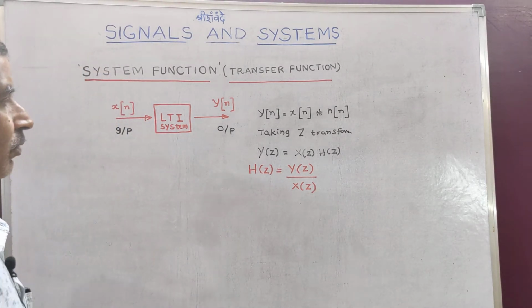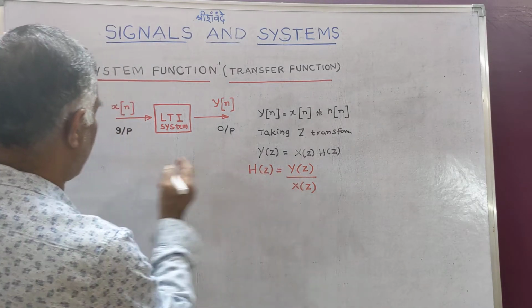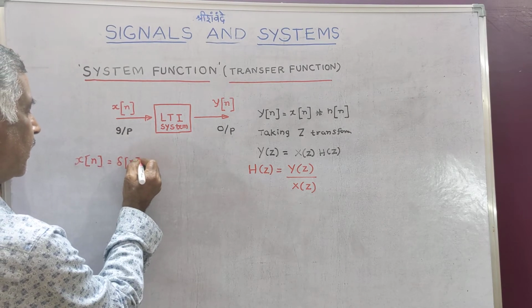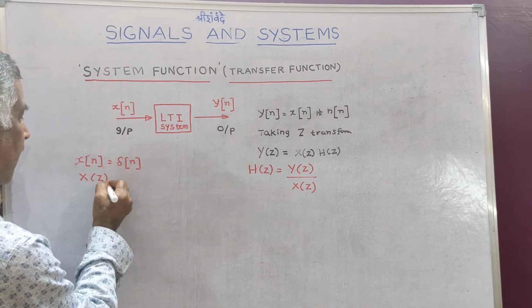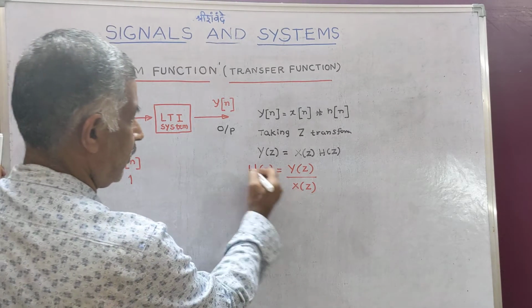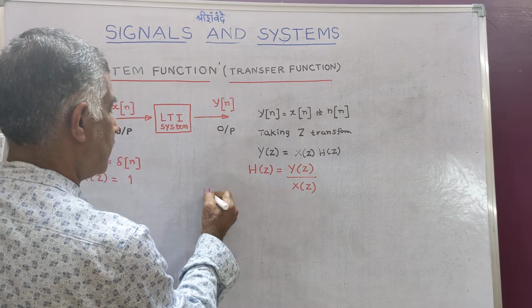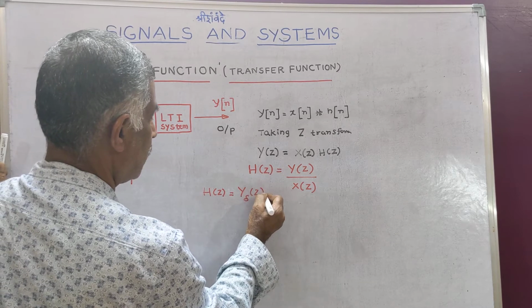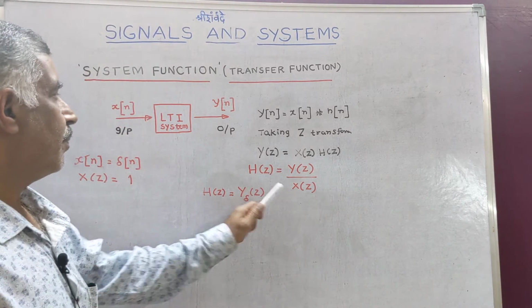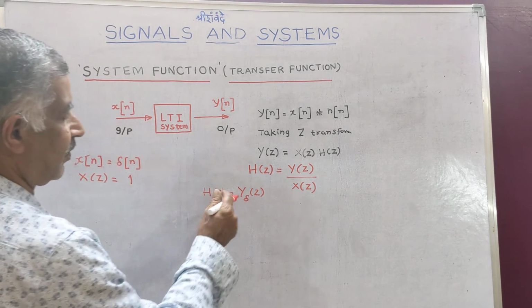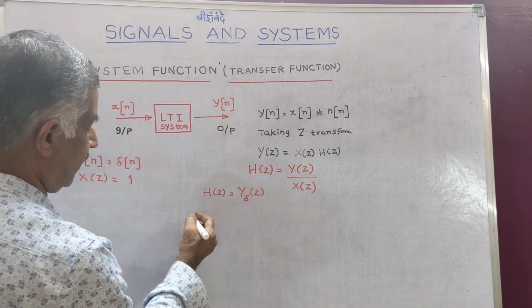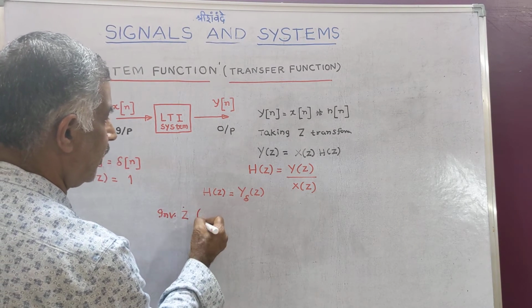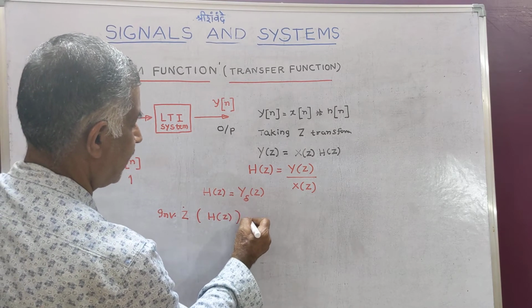Now if you take the impulse function, x[n] equal to delta[n], then what is X(z)? X(z) is 1. Therefore the transfer function H(z) is also the transform of the impulse response. You can get the impulse response by taking the inverse Z transform of H(z), and we get what is known as the impulse response h[n].